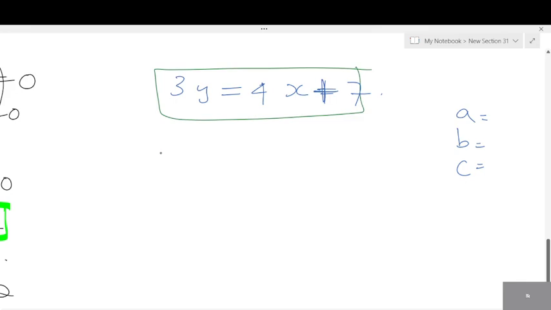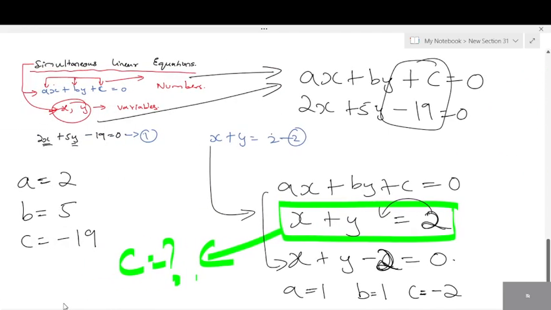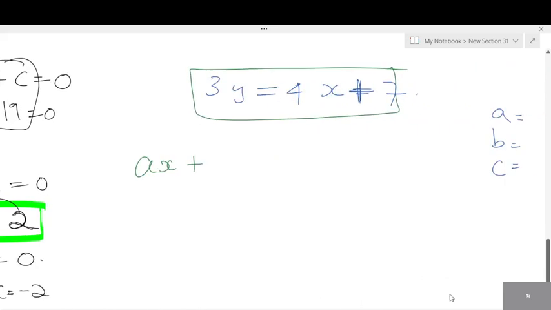Can all of you tell me the general equation? What is the general equation for simultaneous linear equations? Respond, Delicia, Dia. It's ax plus by plus c is equal to 0.